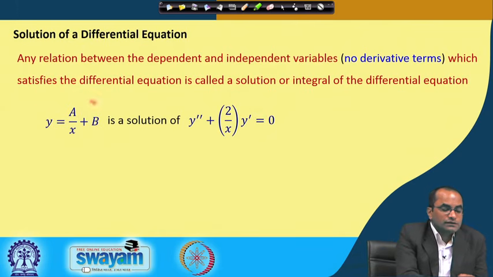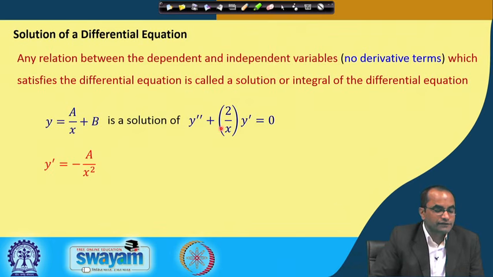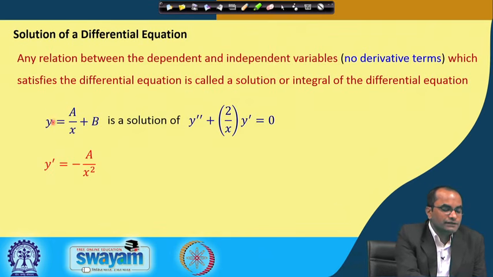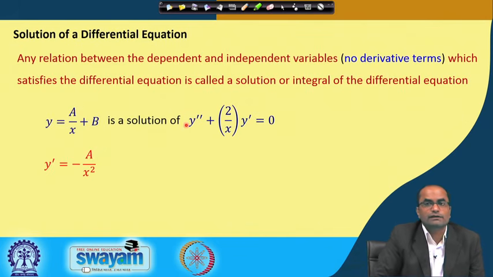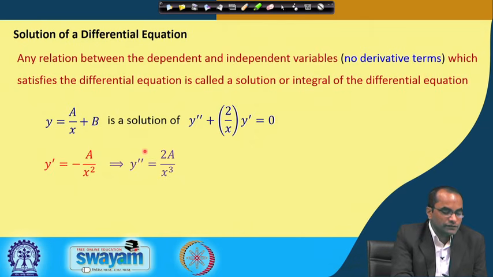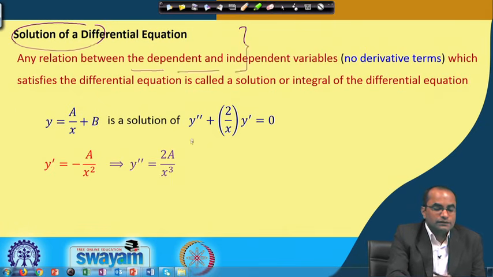Because this relation satisfies this differential equation, which we can easily verify. If we take the derivative of this y, we will get minus a over x square, and because we have the second derivative in the equation as well, we will go for the second order derivative. So, y second order derivative will be minus 2a, and this minus minus will be plus here. So, 2a over x cube, that is the second order derivative.